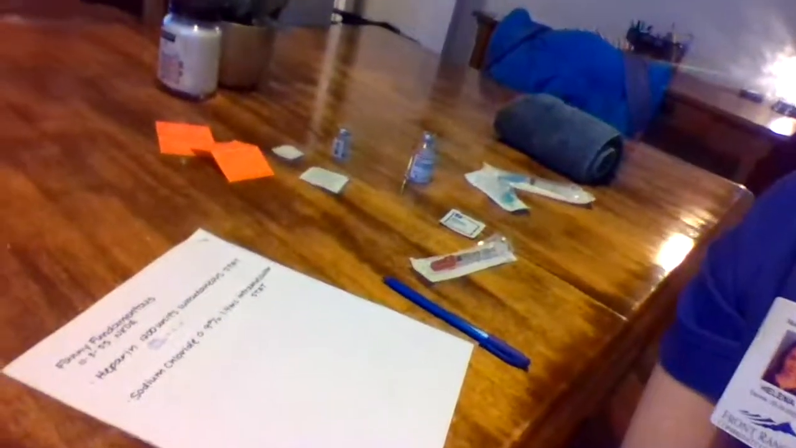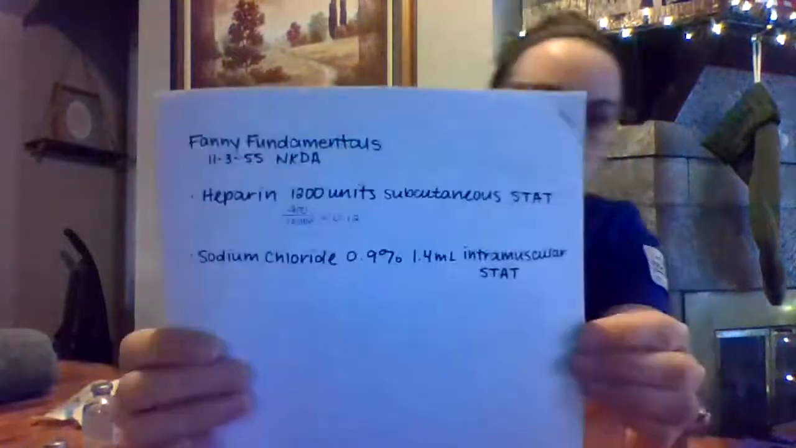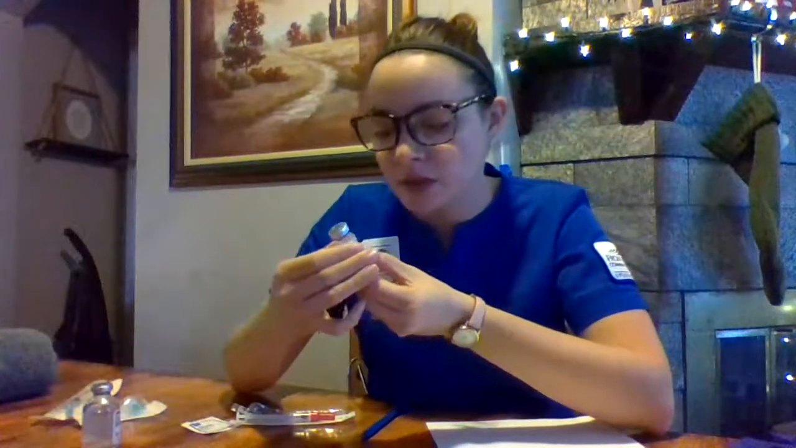Show you my med room. I have my MAR, my medications, syringes, labels, alcohol swabs. So I'm going to locate my MAR, which I have right here. This is Fanny Fundamentals receiving heparin 1200 units. So I would locate my heparin. I'm going to use the 10,000 units per 1 milliliter heparin and calculate the dose in milliliters, which will be 0.12 milliliters.